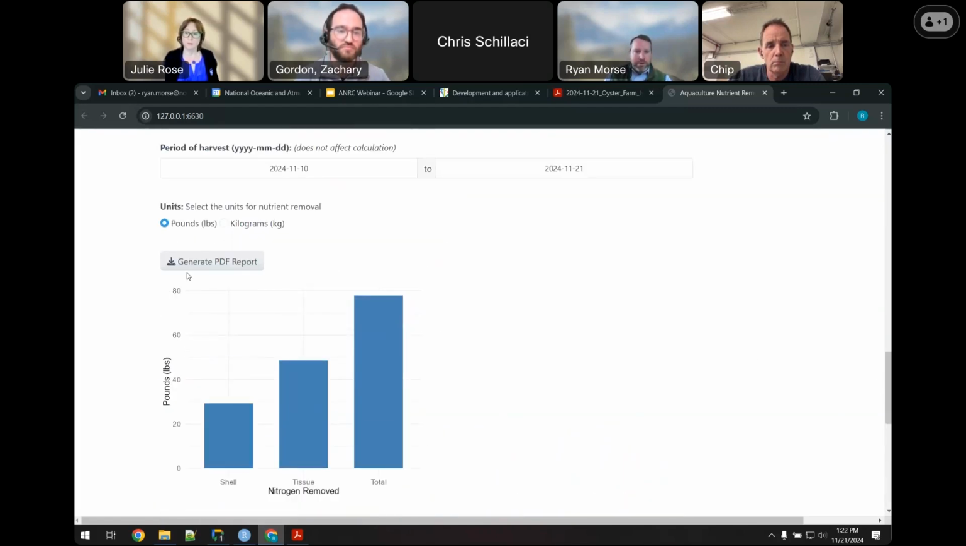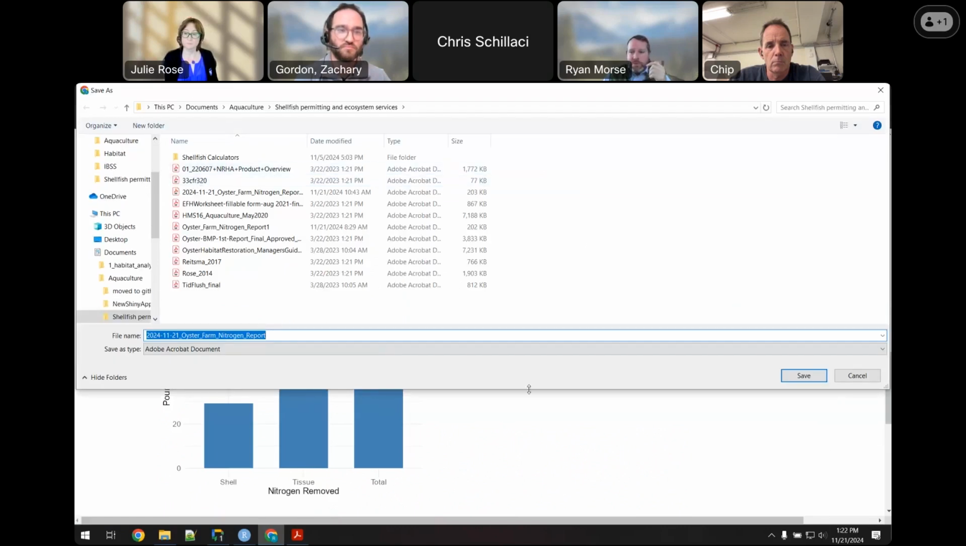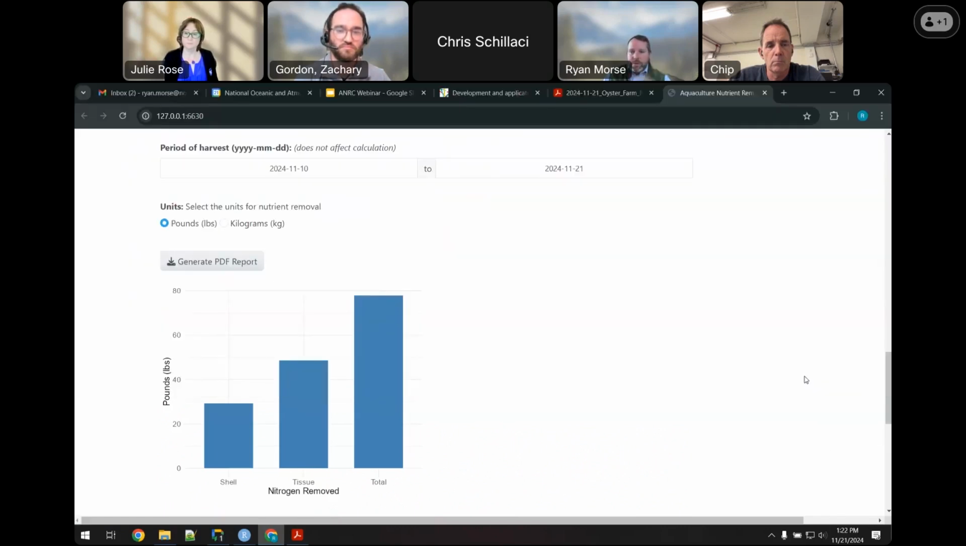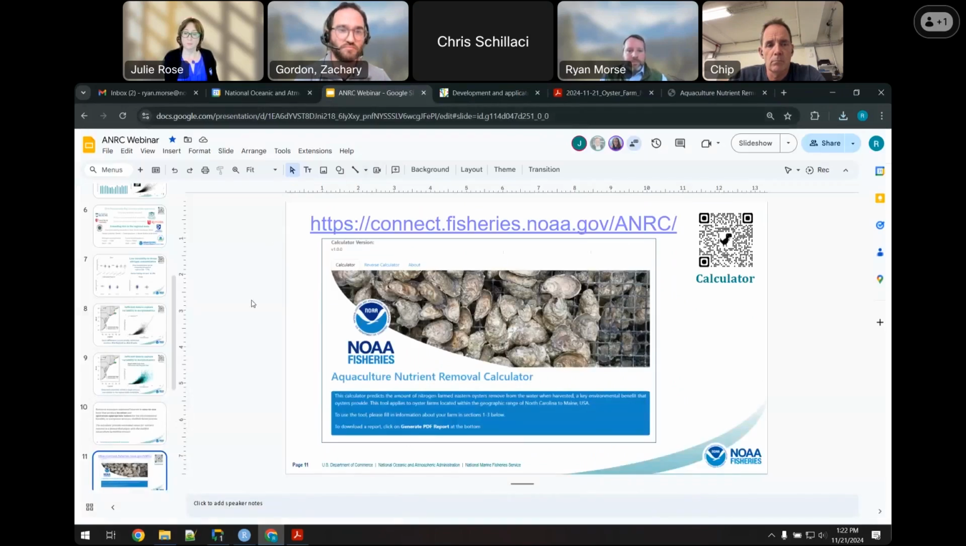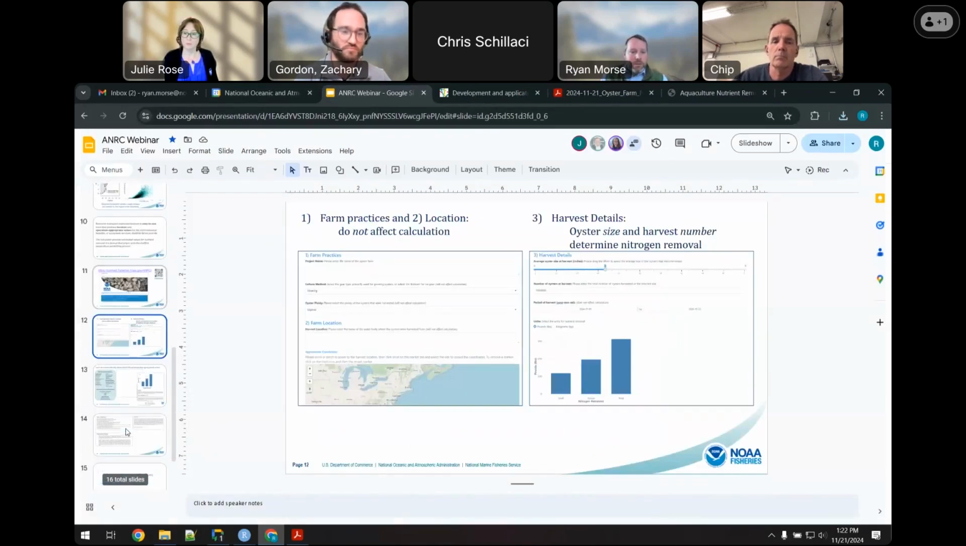So to get the report, you just click on Generate PDF Report. You're not going to see it, but it's showing up on my other screen. Oh, yep, there you go. So save the report, and then you can then use that to submit along with your permit applications. And with that, I'll turn it over to Chris.